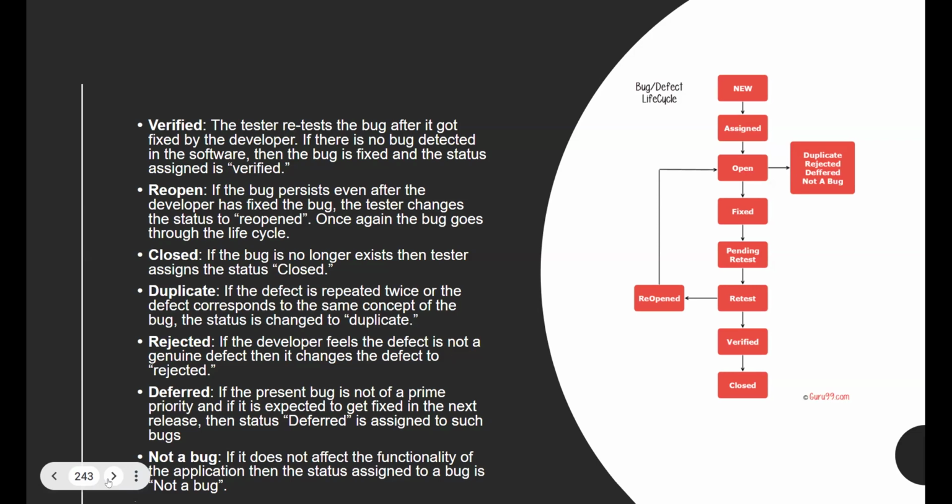Then duplicate is when the defect is repeated twice or the defect corresponds to the same concept of the bug, right? Then rejected is when the developer feels the defect is not a genuine defect. Then it changes the defect to rejected. So there are some things some testers might raise and the developer will feel like, no, this is not a defect. So sometimes they reject some defects, right?